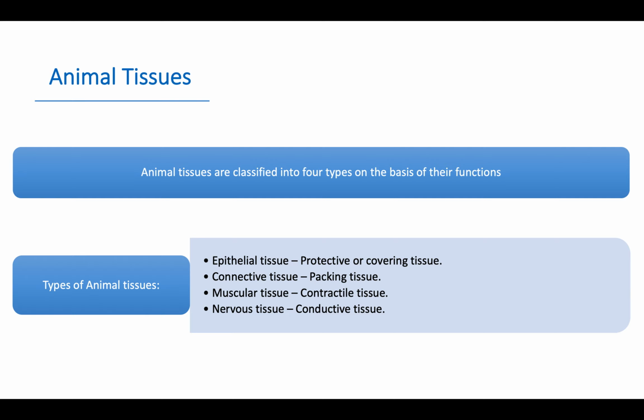Animal tissues. Animal tissues are classified into 4 types on the basis of their functions. Types of animal tissues. Epithelial tissues: their main function is protection, so these are known as protective or covering tissues. Connective tissue, also known as packing tissue. Muscular tissue, also known as contractile tissue. Nervous tissue: they help in conducting the message from one part of body to another, so these are known as conductive tissue.